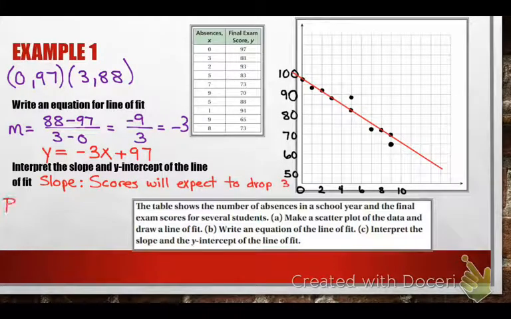But they're making a prediction that your score will drop 3 points per absence. Or you could have said for each absence, the score would be expected to drop 3 points. So it doesn't have to be these exact words, but you're showing how the slope is relating x to y. And again, the more we practice this, the more you're really going to get the hang of it. So that's my slope interpretation.